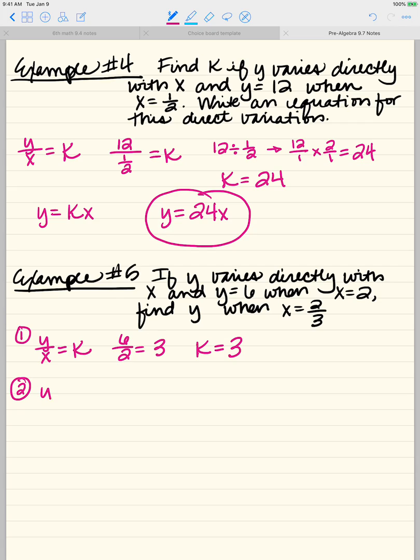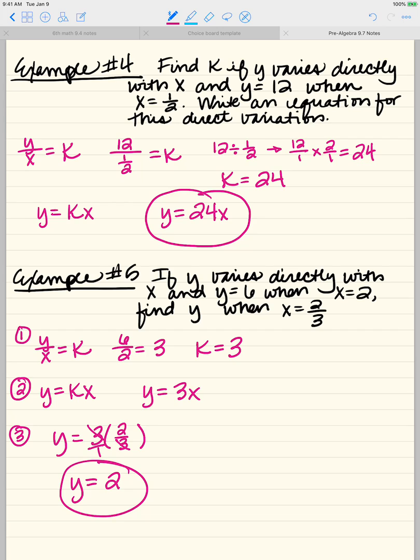Step number 2, write your equation for this direct variation in the form y is equal to kx. K is 3, so y is equal to 3x. Step number 3, find y when x is equal to 2/3. Y is equal to, k is 3, right? Y is equal to 3 times, substitute in x, 2/3. Y is equal to 3 over 1 times 2/3. Those 3's are going to cancel each other out. Y is equal to 2. There's your final answer for example number 5.